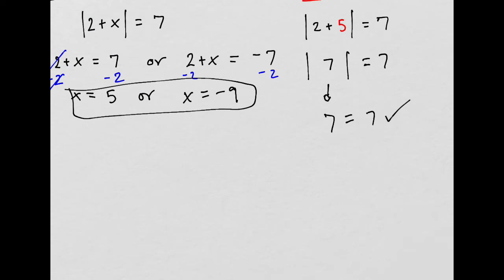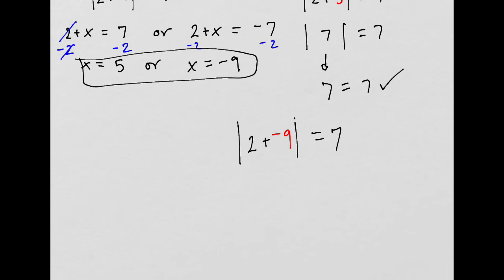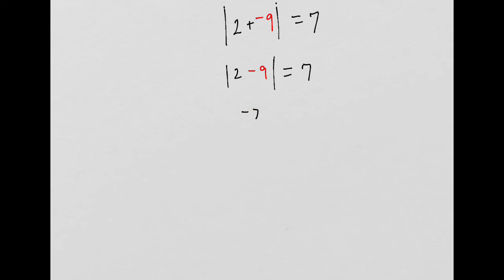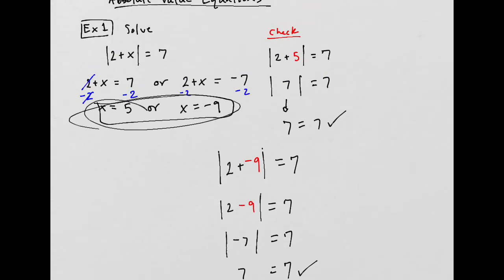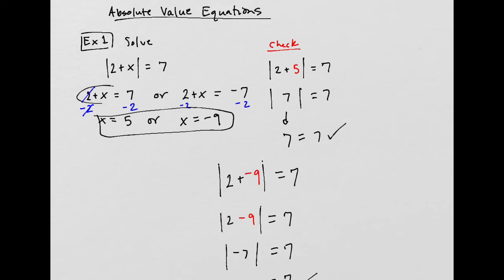But also, I want to check this negative 9. So let's see. The absolute value of 2 plus negative 9 equals 7. So I plugged in the negative 9 there. And when I'm adding a negative, that's the same thing as subtracting. So I have 2 minus 9. Adding a negative is the same thing as subtracting. And let's see what happens. 2 minus 9 is negative 7. And then the absolute value, since there's one number in there, the absolute value of negative 7 is regular 7. So 7 equals 7. That's correct. So both of these answers work. That's why you need to set up 2 equations.